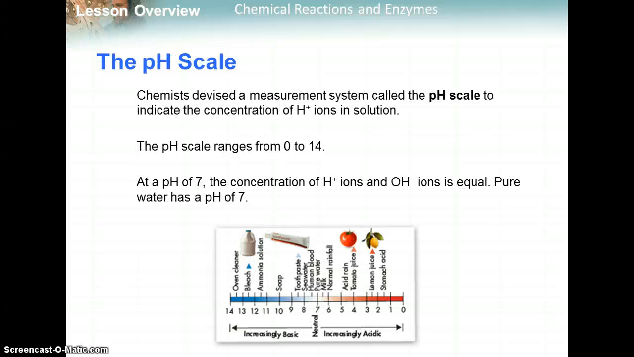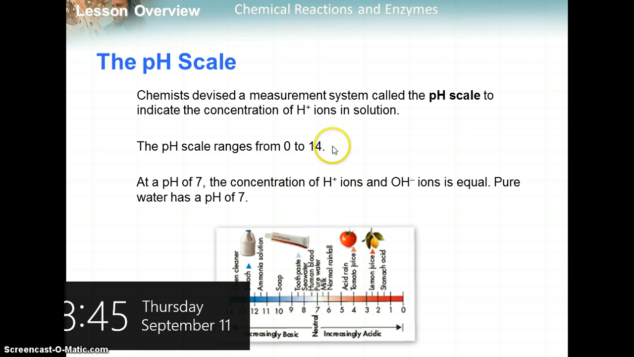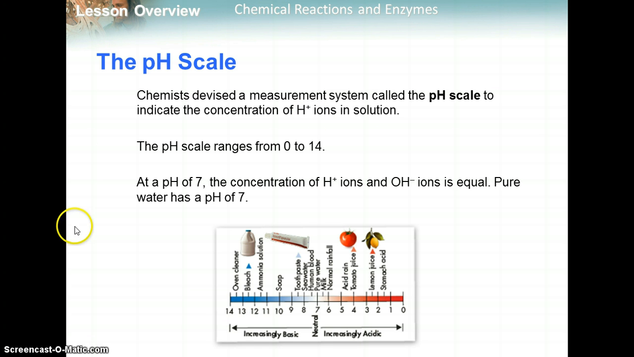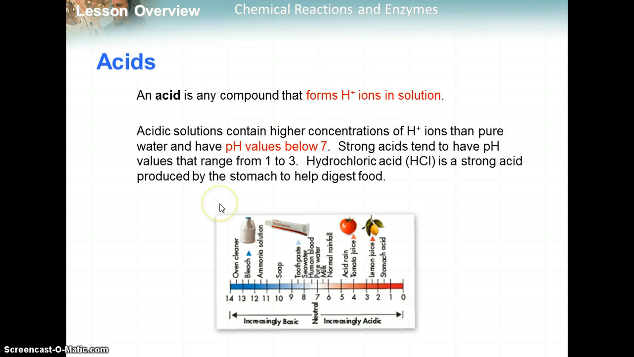The pH scale ranges from 0 to 14. It's a measurement of how many hydrogen ions are in your solution, which we'll talk about why that's important. At a pH of 7, the concentration of hydrogen ions and hydroxide ions are equal. Like water, H2O, has equal hydrogen and hydroxide, so it has a neutral pH of 7.